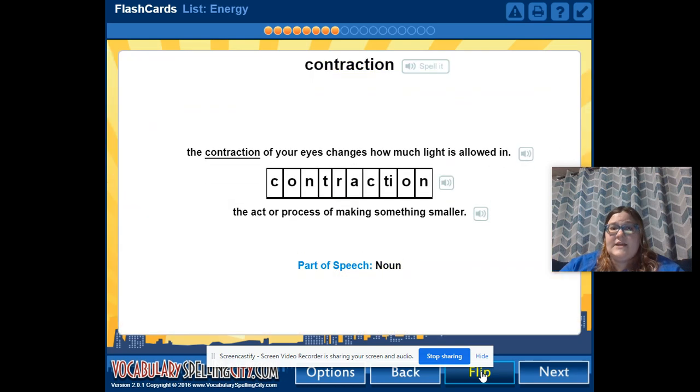Contraction. Contraction, the act or process of making something smaller. Your eyes contract to allow how much light comes in your pupil. Contraction is like the ground when it gets smaller. So you have expansion and then contraction, making smaller.